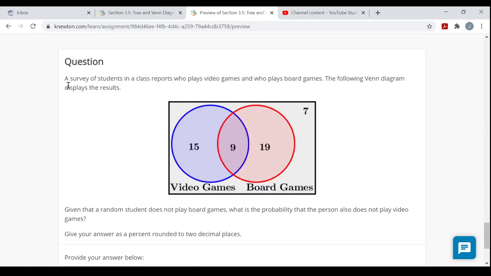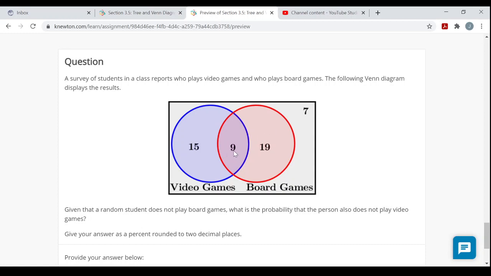All right, so here we're given a Venn diagram. It says a survey of students in a class reports who plays video games and who plays board games. The following Venn diagram displays the results. So let's see how to read this, right? The big box represents the entire class. And if you add up all the numbers here, 15 plus 9 is 24, plus 19 would be 43, and then plus 7 would be 50. So there are 50 students in this class.